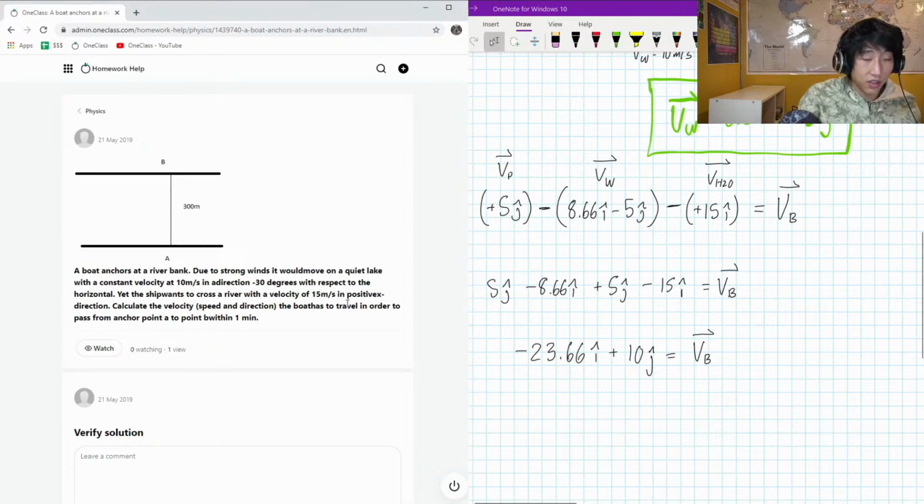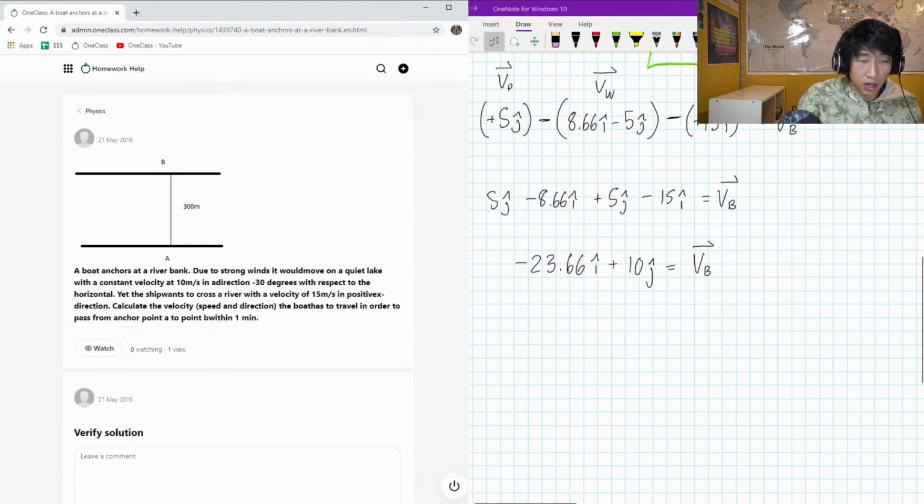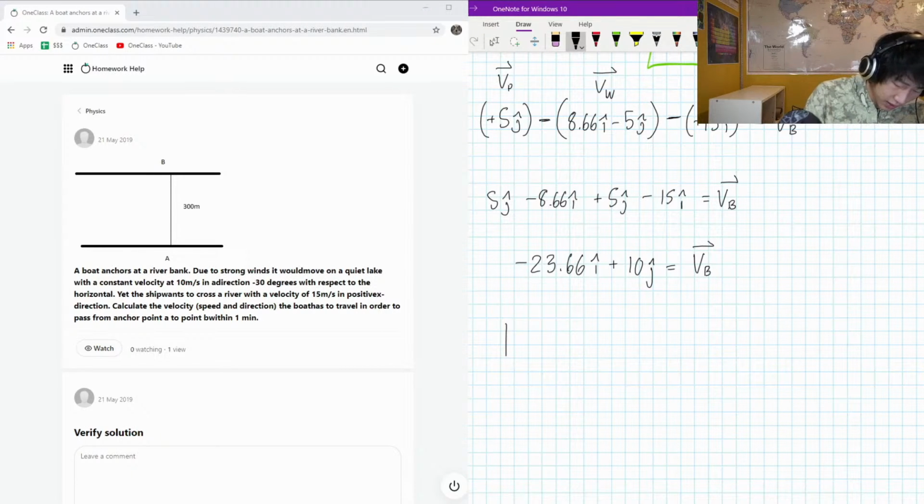Now it's going to need the speed and direction. So this is the Cartesian form. We want to get the magnitude and angle of this for our speed and direction. So our magnitude, essentially what this means is here we have 10j, and this is wildly not to scale, so don't believe that this is actually what it looks like. It's just kind of similar. So negative 23.66 i, and this is right here VB.